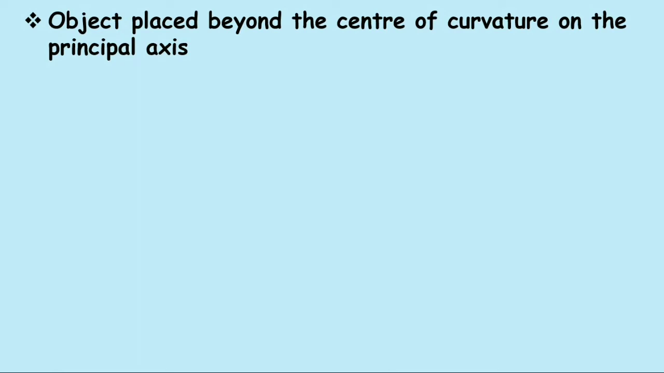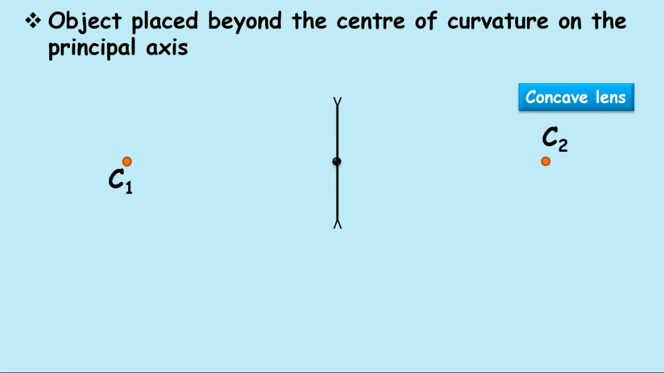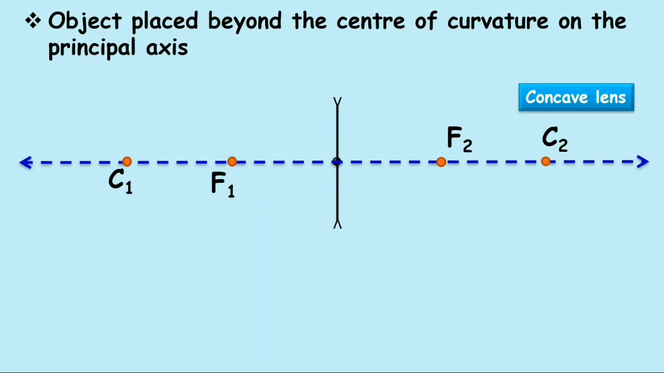Today we are going to discuss the characteristics of the image formed by the concave lens. Now, case 1: when the object is placed beyond the center of curvature on the principal axis. Let us take a concave lens, and it has optic center, centers of curvature C1 and C2, and foci F1 and F2, and we have a principal axis.